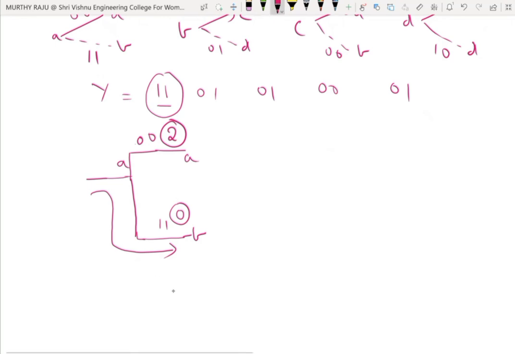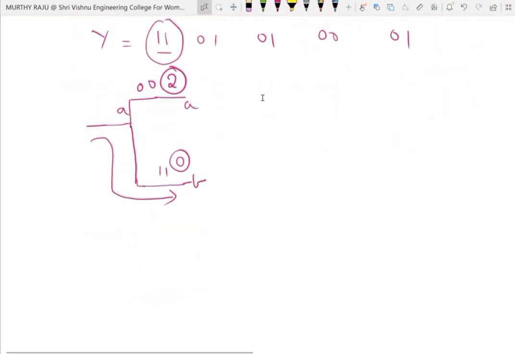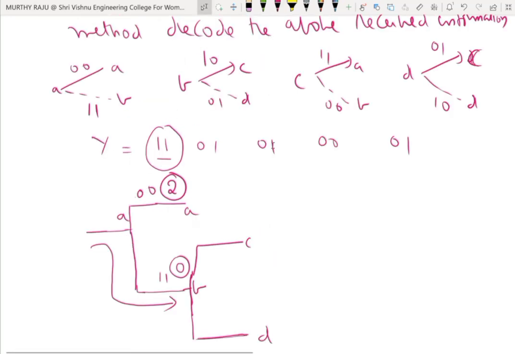Coincident path only. Coming to B, here B to C and B to D. Two paths are examined, B to C and B to D. B to C has output 1 0, and B to D has output 0 1.